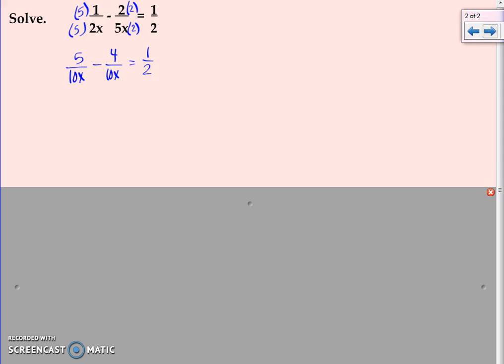So now we have a common denominator. We can put those together. So on the left, we really have what? Yep, 1 over 10x. So now that we have fraction equals fraction, we can go ahead and cross multiply. So we've got 10x equals 2. Divide by 10. We get 1/5. We make sure that won't give us 0 on the bottom. It doesn't, so we're good to go.